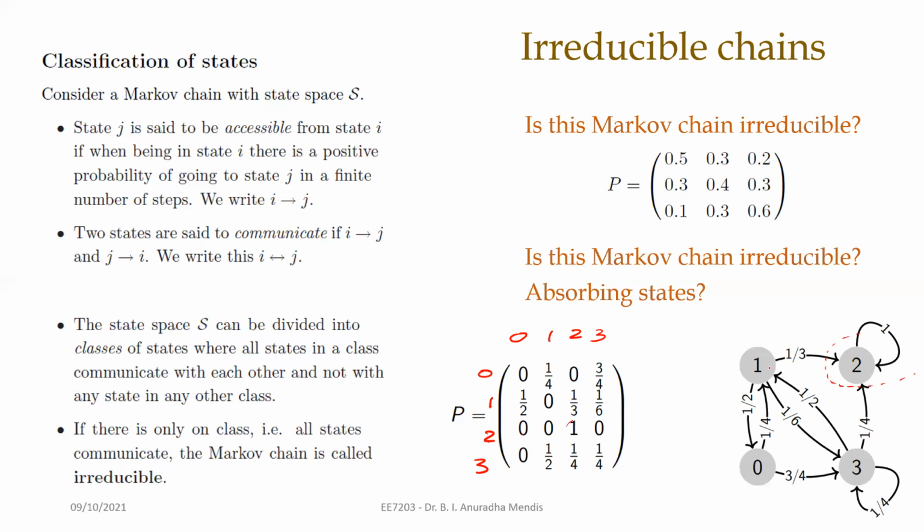But according to the other entries, if you are at 1, you can go to 0, you can go to 3, you can come again to 1. So there are possibilities. These three are in another class. Therefore, this is not an irreducible Markov chain. But this one, if you draw the diagram, is irreducible. So there is only one class. Did you understand the point? Tennakon, did you understand? Yes. Okay.